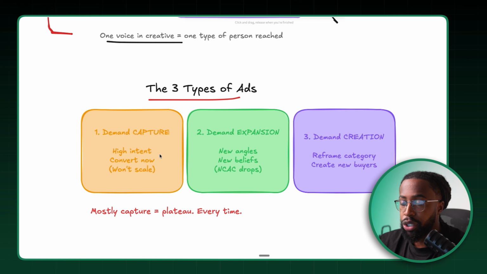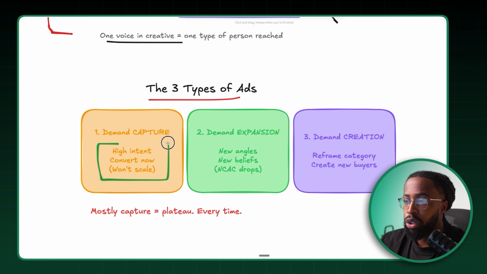So what do I mean by that? Type 1 is demand capture. These are the ads that convert people who are already ready to buy. They know their problem, they know the solution, they just need a reason to choose you, right? So your offer ads, your retargeting creatives, your buy now messaging, these convert well, but they only work on people who already know that you work. So again, high intent, they'll convert now. These people don't necessarily scale because they already know about you and they already know they have a problem.